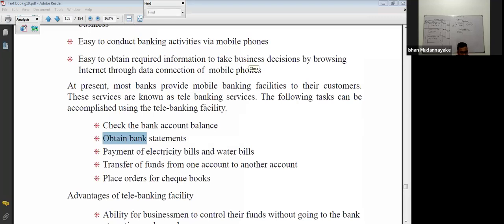Right. Next one: payment of electricity bills and water bills. Next one: transfer funds from one account to another account. We can transfer funds. For example, you transfer to my account. Right. Next one: place orders for checkbooks. We can order checkbooks through mobile phone. Right.